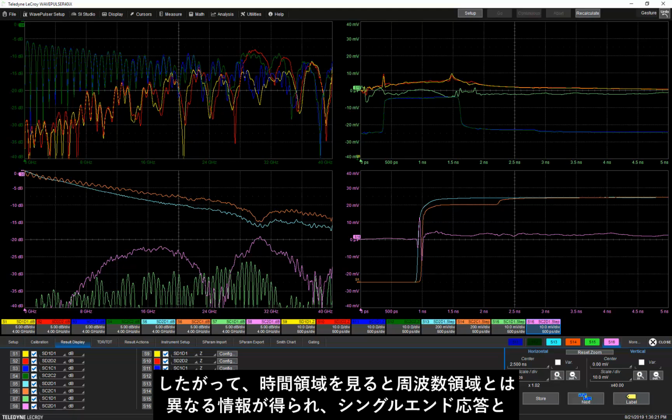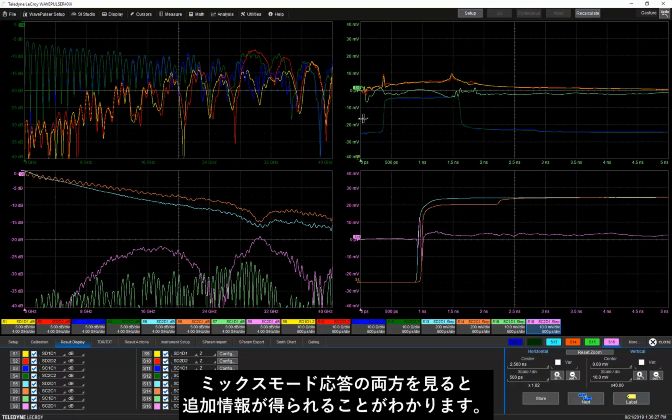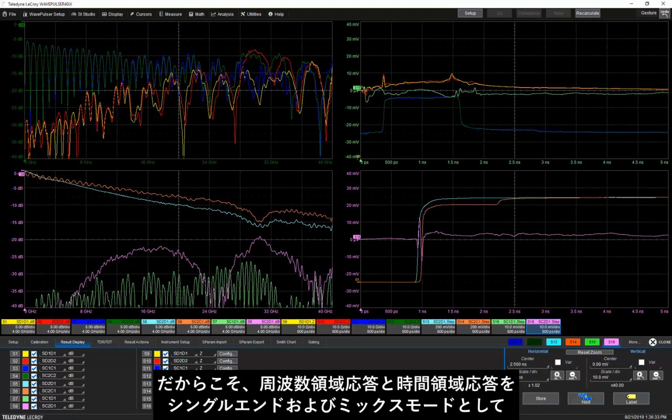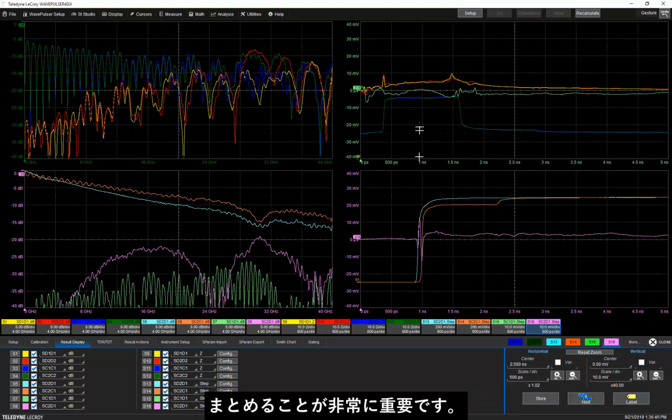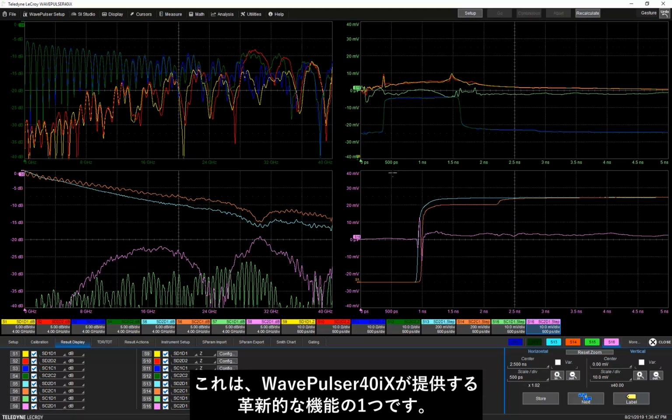And so we see that we get different information looking at the time domain than the frequency domain, and additional information looking at both the single-ended and the mixed mode response. That's why it's so important to have in one instrument and one user interface that integrated approach of being able to look simultaneously at the frequency domain response and the time domain response, as single-ended and as mixed mode. And that's one of the innovative features that the WavePulser 40iX provides.